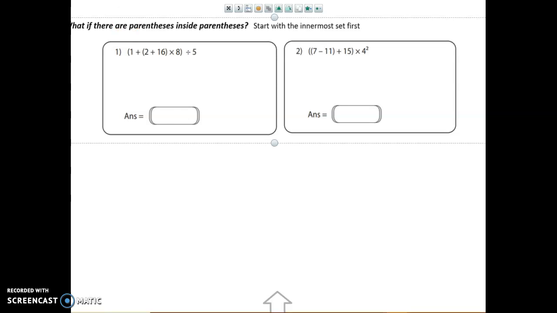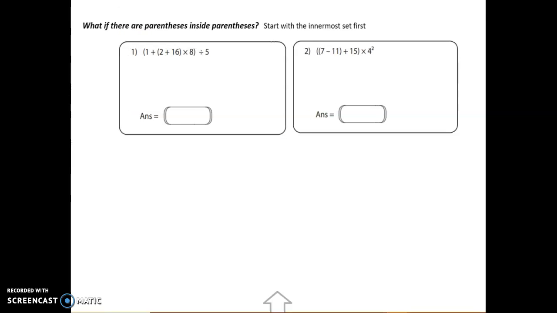All right, so what do we do if there are parentheses inside parentheses? We start with the innermost set first. So if we take a look at number one, do you see how 2 plus 16 is grouped inside of this larger set of parentheses?